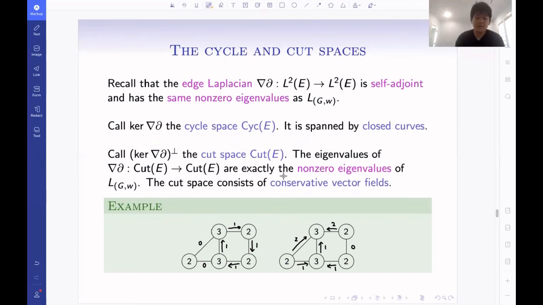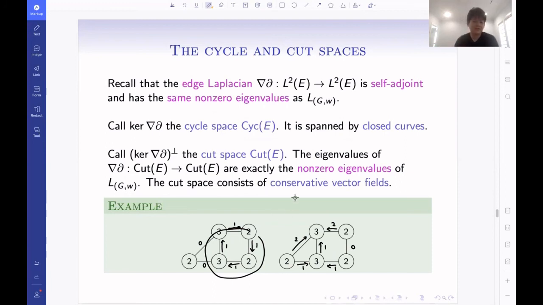So I think I have time to talk about this. Recall that the edge Laplacian is the gradient of the negative divergence, which is self-adjoint and has the same non-zero eigenvalues as the Laplacian or the vertex weighted Laplacian. Call the kernel the cycle space. It's spanned by closed curves, meaning if you take a closed walk like this and put a 1 in each direction, you sum them up, then that's going to be in your cycle space, and your cycle space is spanned by these things. And call its orthogonal complement the cut space.